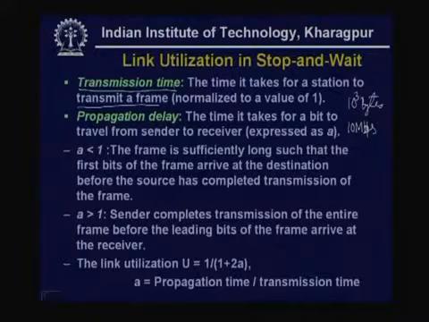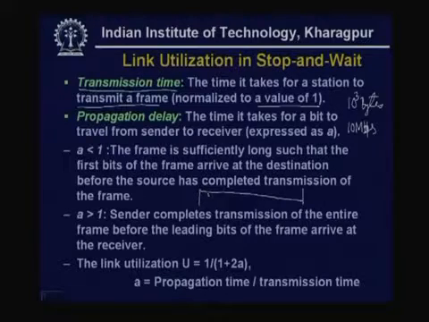And the ratio between the two is known as a. a is the ratio of the propagation time to the transmission time. Usually the transmission time is normalized to the value 1. Whenever a is less than 1, the frame is sufficiently long such that the first bit of the frame arrives at the destination before the source has completed transmission of the frame. That means, suppose here is the sender, here is the receiver, and it has started transmission. Now in such a situation, you will see that before the first bit reaches the destination, the transmission is not yet complete.